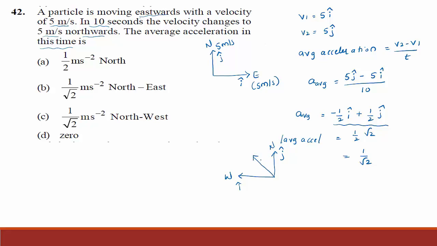Right? So we can write the final answer is 1 by root 2 meter per second square. But in which direction? So this is northwest direction. 1 by root 2 northwest direction. So that is option C is correct.